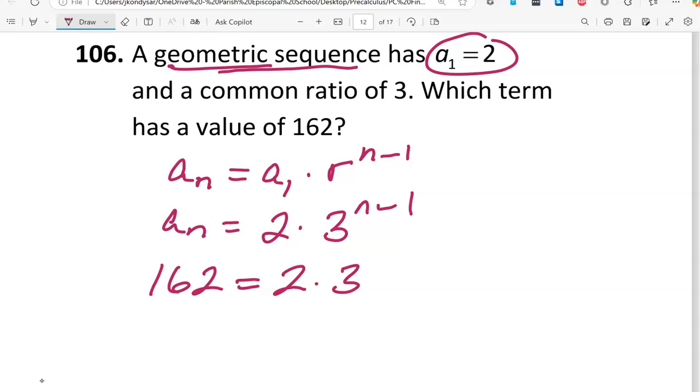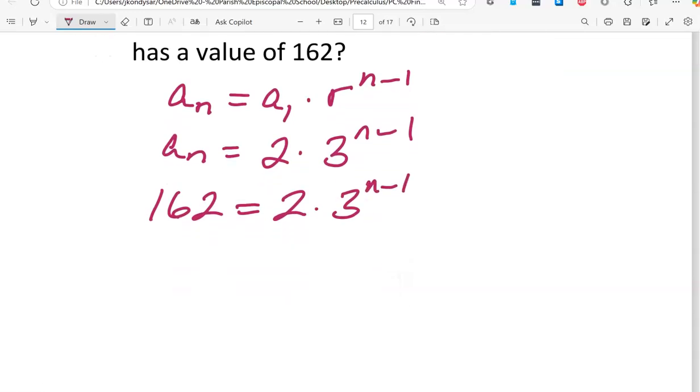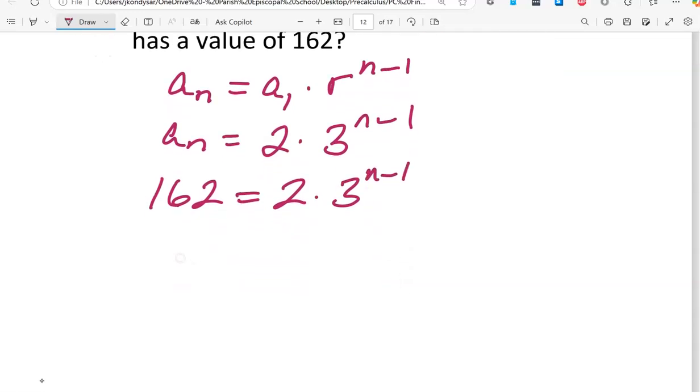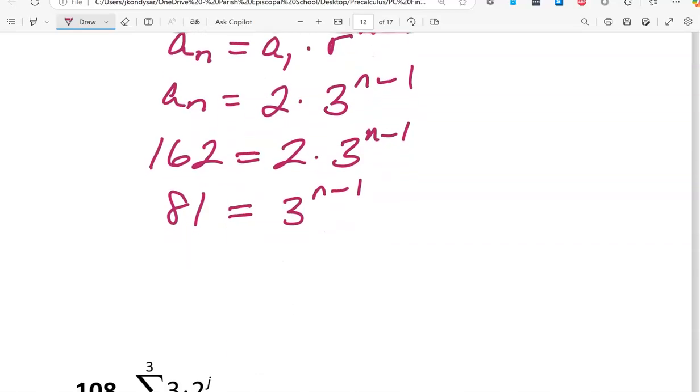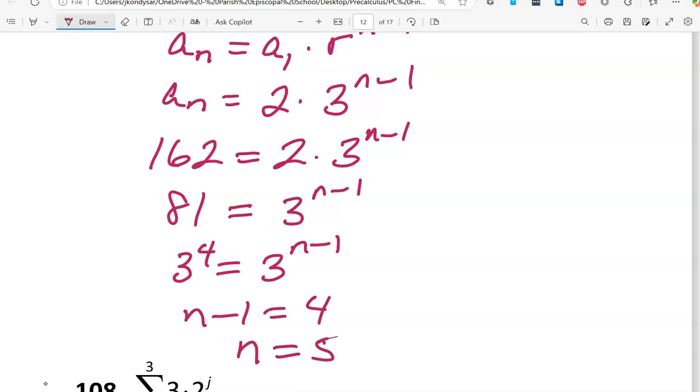If we replace a sub n with 162, that'll allow us to solve for n. I'm going to divide both sides by 2. That gives us 81 equal to 3 to the n minus 1. And we can solve this with logarithms, but we can also use a different strategy with this one. 81 is 3 raised to the 4th power. So now we can just equate the exponents. N minus 1 is equal to 4, and n is 5. So this must be the 5th term.